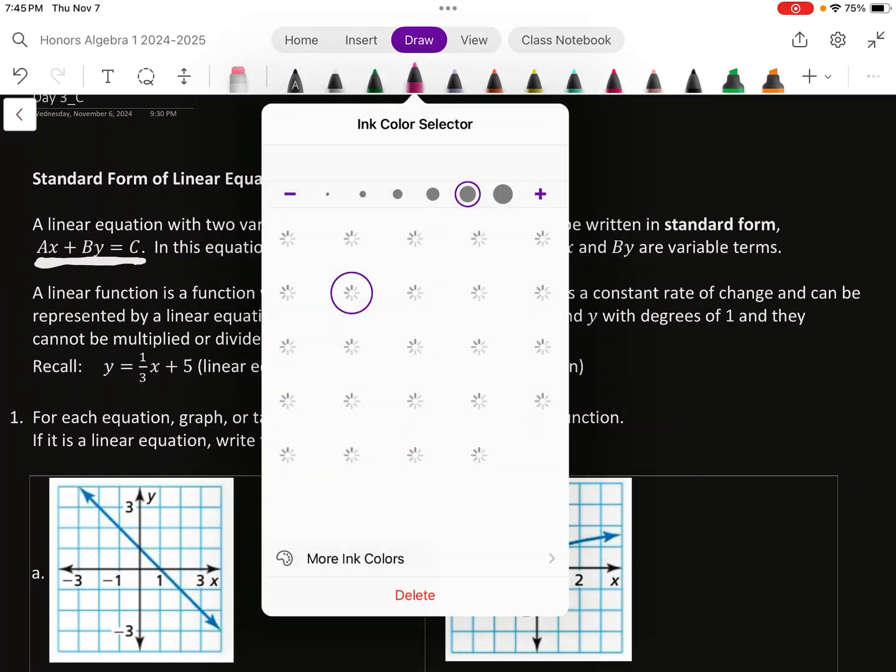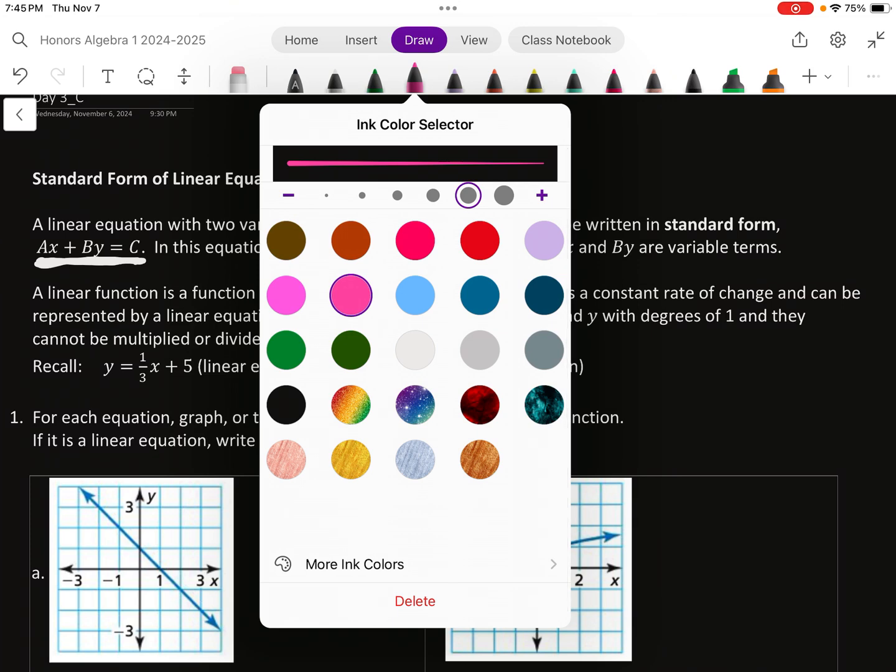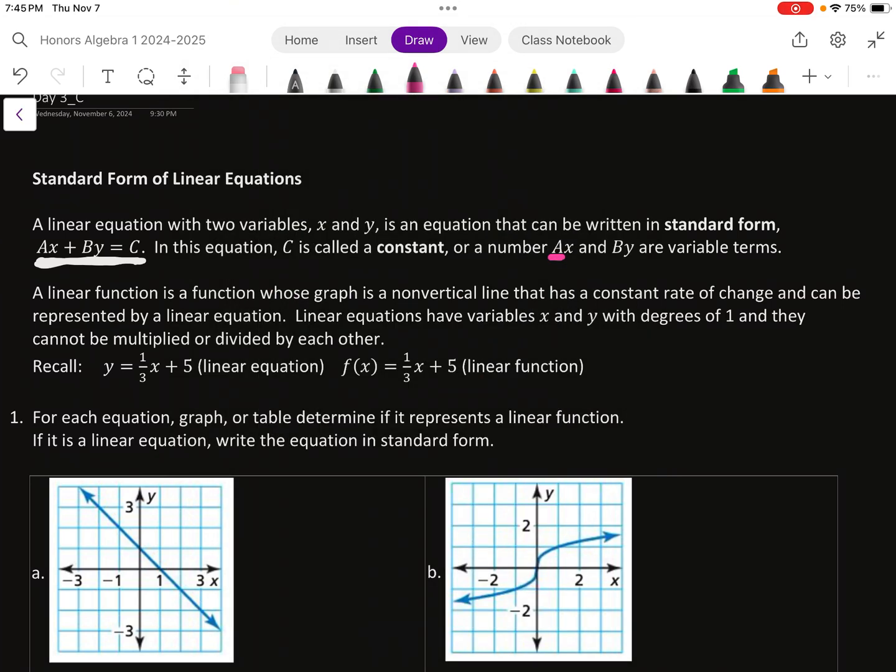This is a lot bigger because I have this all shrunk up. My pen doesn't want to work. A is always positive. All right, so we'll write our equations in standard form today when we get to that.